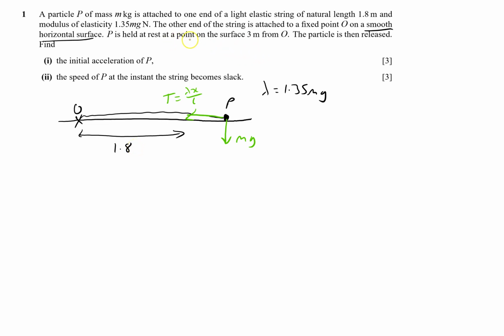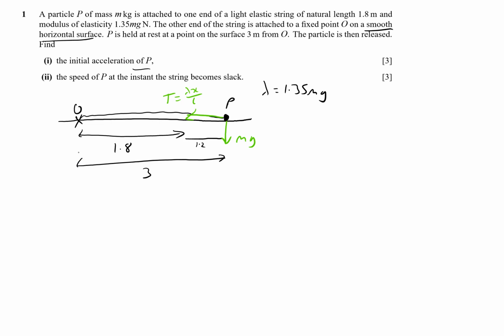It's held at rest at a point 3 meters from O, so this distance, which is obviously not to scale, is 3, and so this distance here is going to be 1.2 meters to get up to the right distance. And it's released. Find the initial acceleration of P.